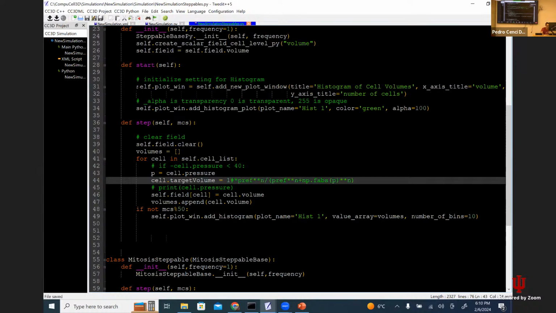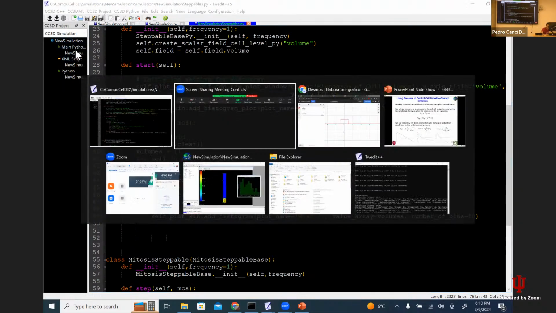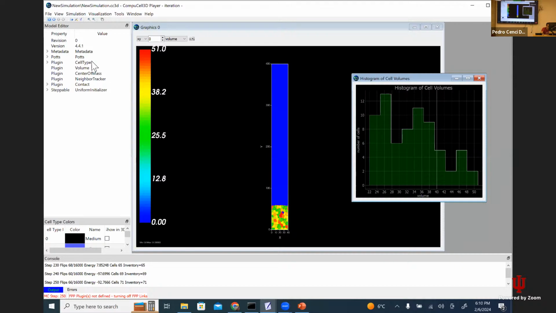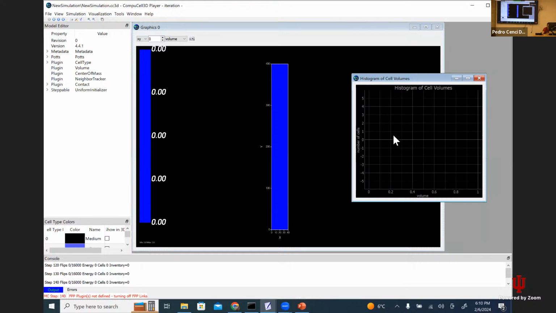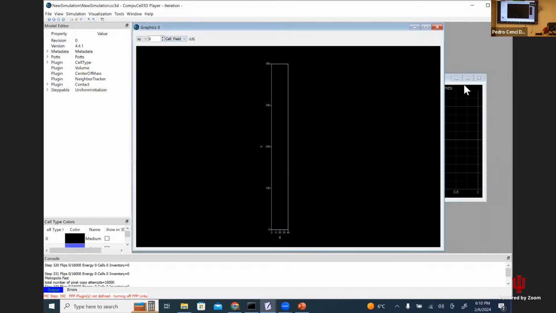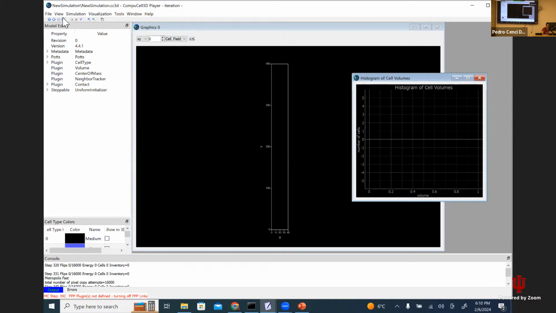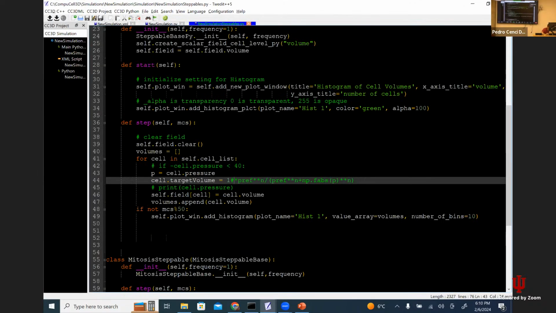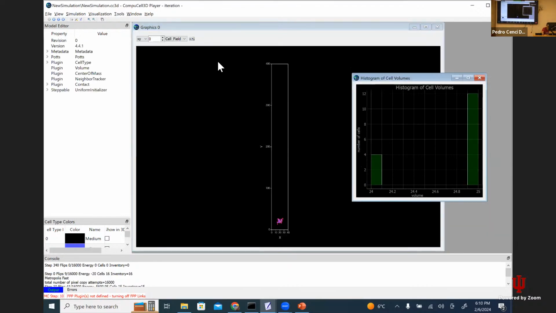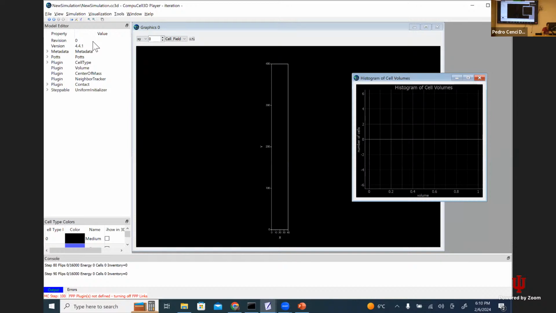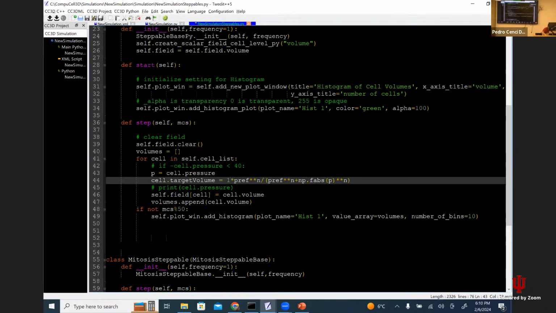So if I do that and I run the simulation, I also have a histogram here. Beautiful histogram. Okay, let's undo that then. All right. There's no energy, no cells. So they're not growing.